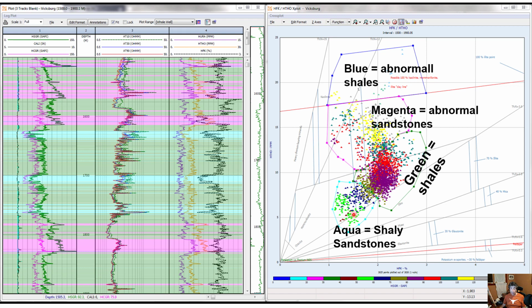In fact, the colors that you see here are coded according to the gamma ray. The gamma ray values are the lowest here, so those are the cleanest sandstones. All right. Now, what happens when you go in this direction? They tend to be the shales.